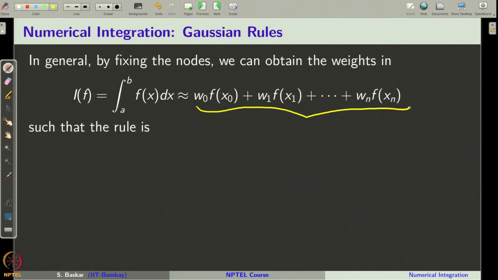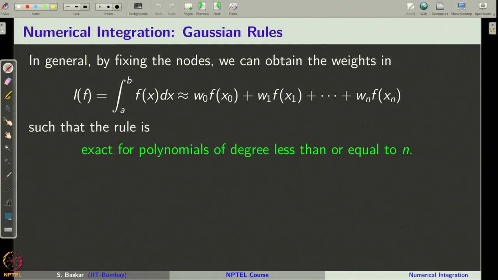But in the method of undetermined coefficients, we have another approach to find these weights, by imposing the condition that this quadrature rule gives us the exact value if the integrand f happens to be a polynomial of degree less than or equal to n, right? So this is the condition we impose to get the weights. Once you impose this condition, it is equivalent to imposing the same condition on the corresponding monomial basis, right? That is what we did in the last class.